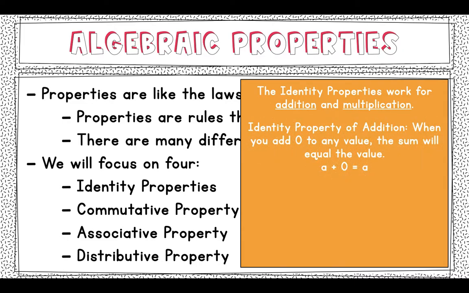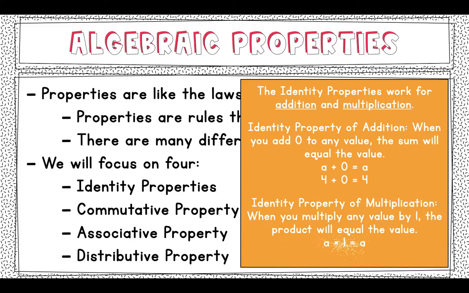The identity property of addition says that when you add 0 to any value, the sum will always equal that value. So, a plus 0 equals a. And we could substitute or plug in any value for a. 4 plus 0 equals 4. 5,000 plus 0 equals 5,000. 1/2 plus 0 equals 1/2.